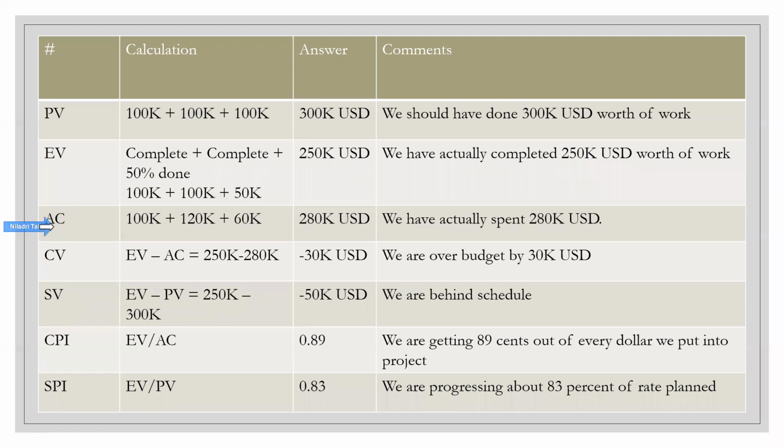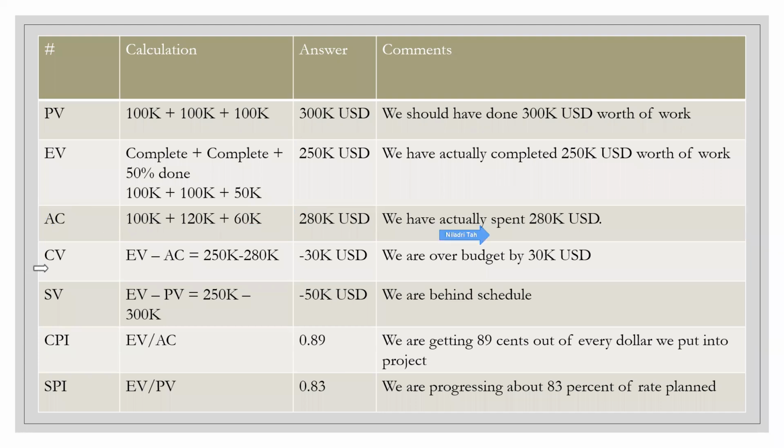This is the actual dollars spent, which is the easy one. So we are telling we have spent 100K for day 1, 120K for day 2, if you remember, we spent a little bit high, and 60K for day 3. That comes to 280K. And you will see your actual cost is not the same as your earned value. Earned value is the value of work which has been completed, but actual cost is the actual amount of dollars. So we have actually spent 280K USD.